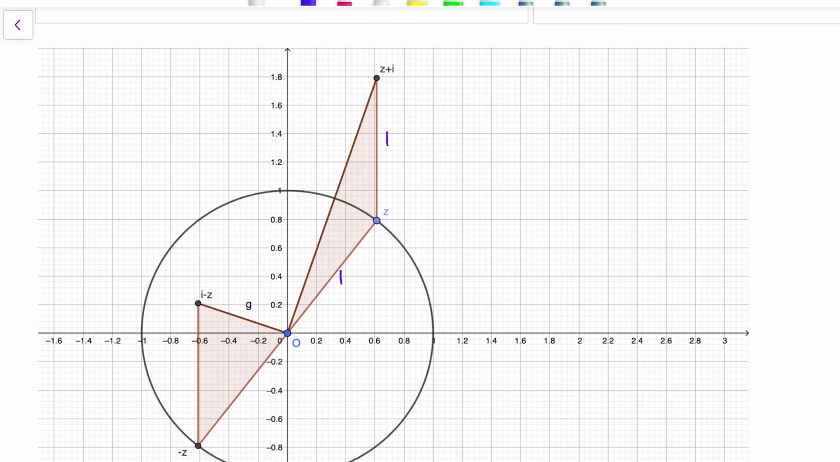i minus z is a little bit tricky to think about. I first think about what minus z looks like. So if you take a real number and you take its negative, it's on the complete opposite side of the x-axis. But if you take a complex number and make it negative, you get the negative real and the negative imaginary part. So z starts here, minus z is 180 degrees around the origin with a negative real and imaginary part. And then we add i to it to get i minus z, and that shifts it up by 1.